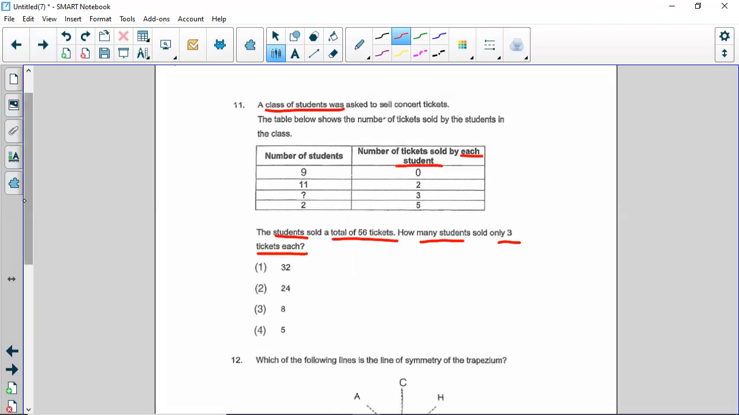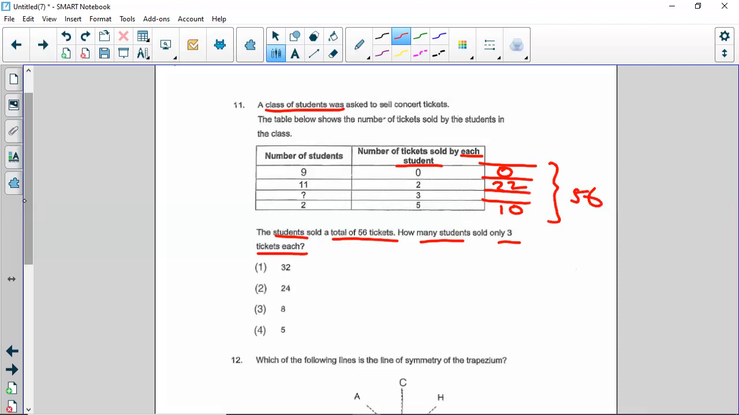So if there are 9 students, how many tickets did the 9 students collect? 9 times 0, nothing. They collected nothing. If there are 11 students, they collected 2 tickets each. 11 times 2, 22. And of course, the next row, we don't know. We don't know how many for the next row. 2 students collected 5 tickets each. So 2 times 5, 10, right? Okay, what is the total number of tickets collected, which is 56?